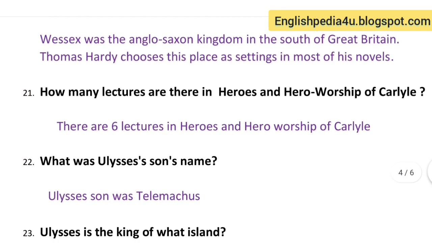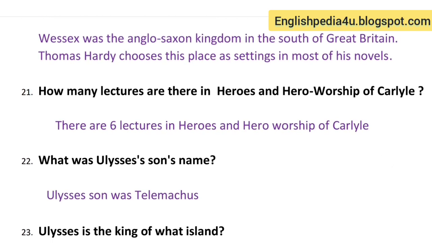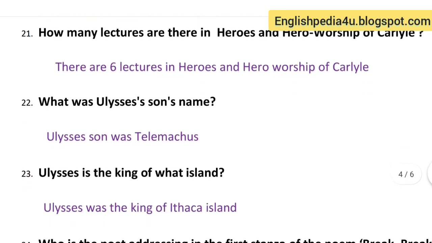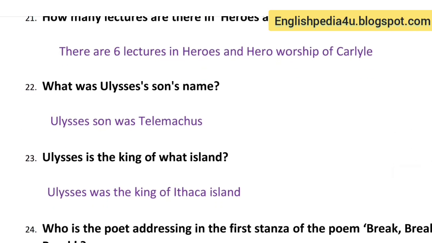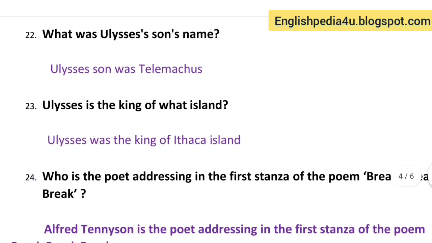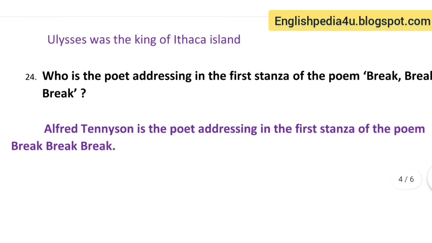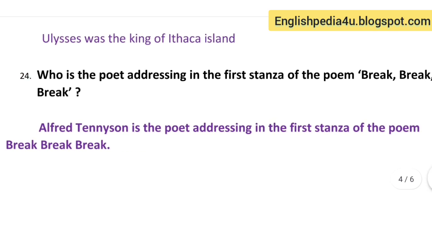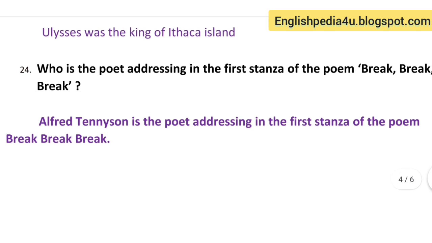How many lectures are there in Heroes and Hero Worship of Carlyle? There are 6 lectures in Heroes and Hero Worship of Carlyle. What was Ulysses' son's name? Ulysses' son was Telemachus. Ulysses is the king of what island? Ulysses was the king of Ithaca. Question 24. Who is the poet addressing in the first stanza of the poem Break, Break, Break? Alfred Tennyson is the poet addressing in the first stanza of the poem Break, Break, Break.